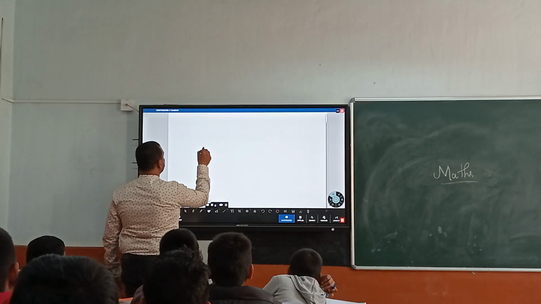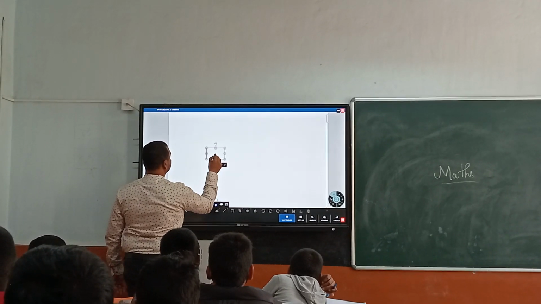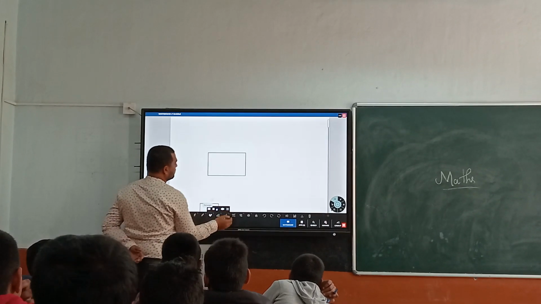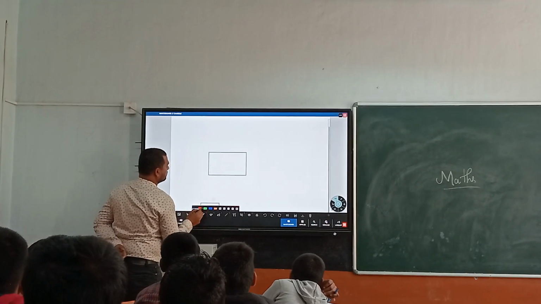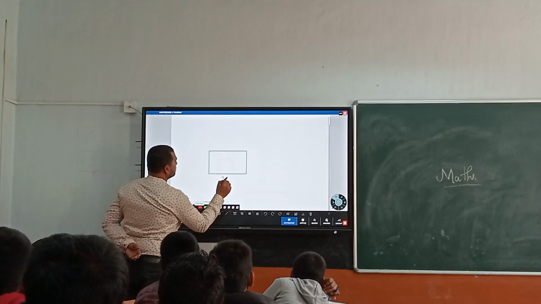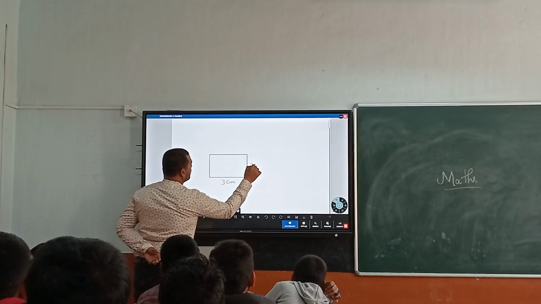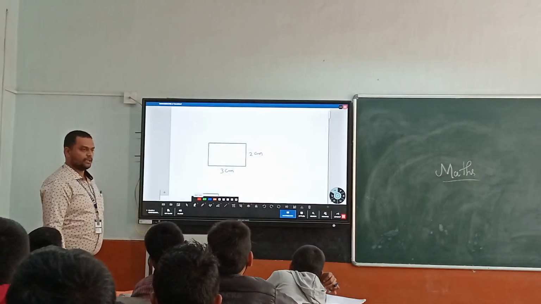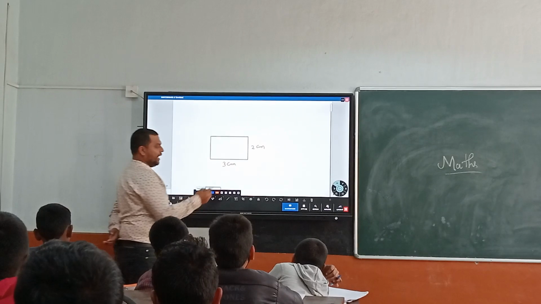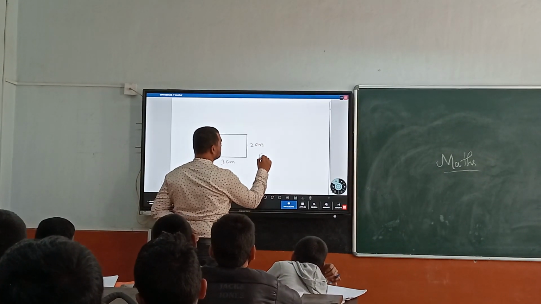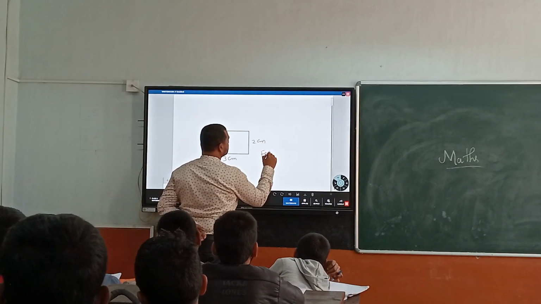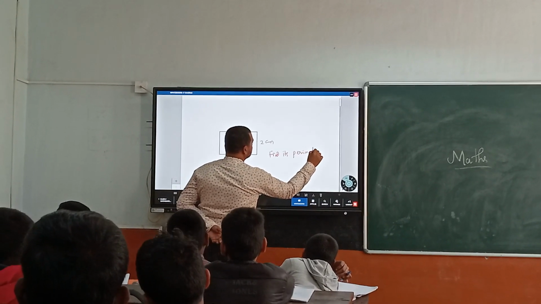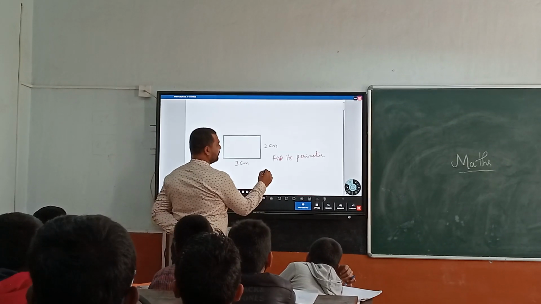So here is a rectangle shape containing 3 centimeters and 2 centimeters. The rectangle has length 3 centimeters and breadth 2 centimeters. And what it is asking is to find its perimeter. Okay, what is the perimeter formula?